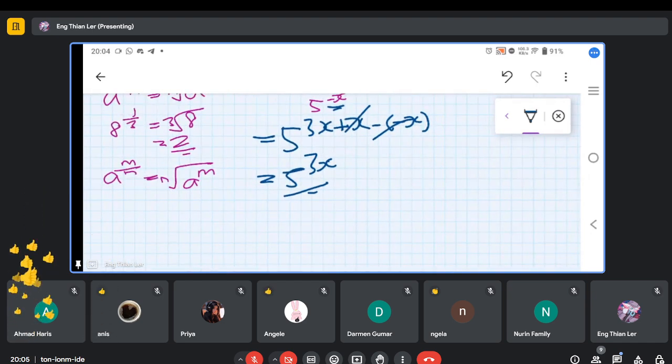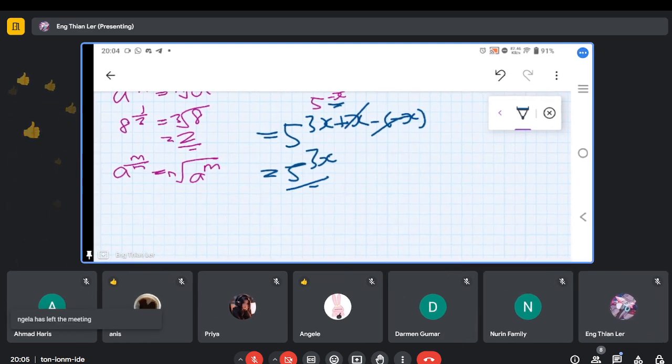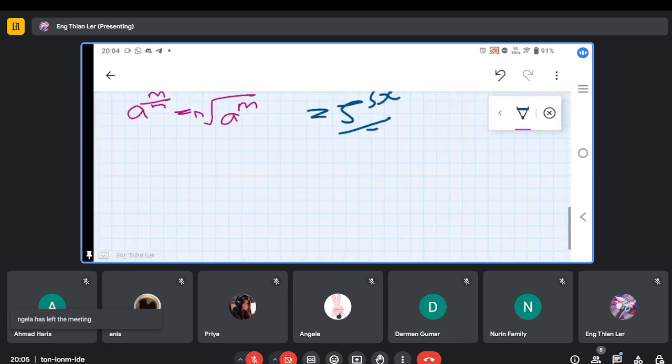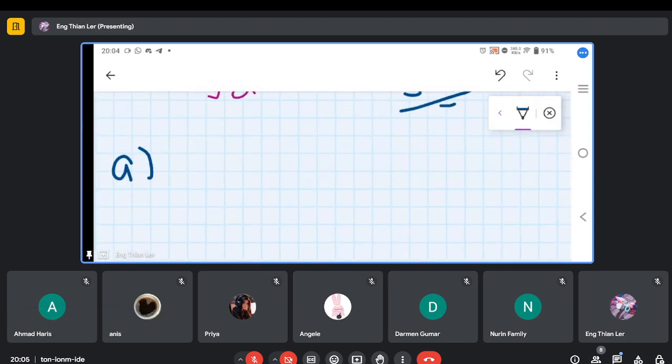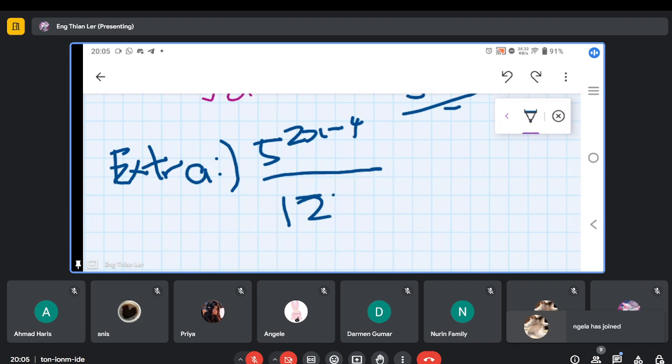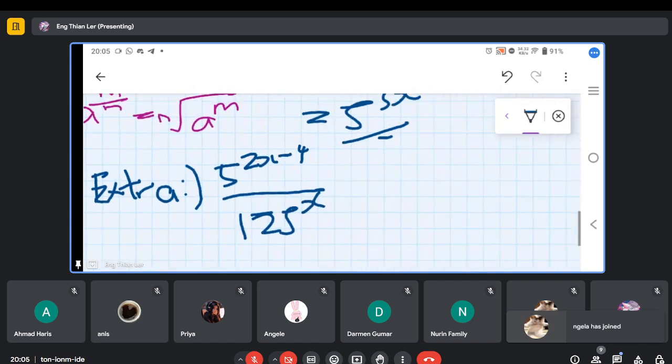And I got another question from my book. We need to simplify this. This got a little bit harder, so this is extra. We have 5 to the power of 2x minus 4. This is the exponent, don't misunderstand. Divided by 125 to the power x, and equal to, wait.